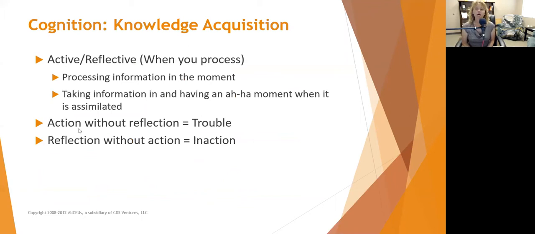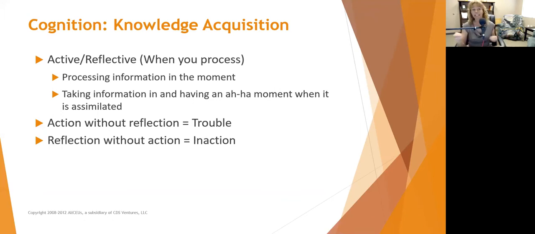Active reflective. So when do you process information? Active learners are oftentimes extroverts because they process as they go. Not always. But active learners are the ones who will talk it out, and they're in class and they're following along and just processing as you go. Reflective learners, we take the information and we get it together and we think about it, and then we have this aha moment where we're like, oh, that makes total sense. I get it now.